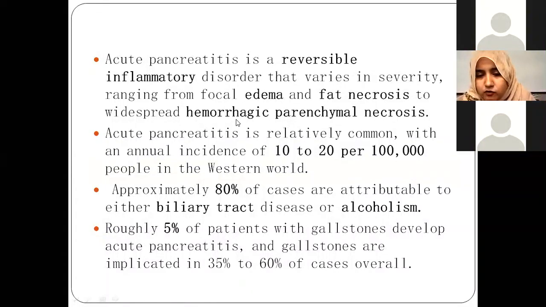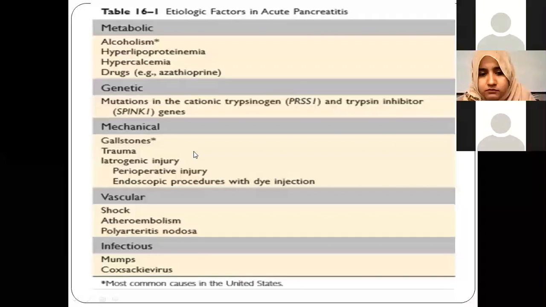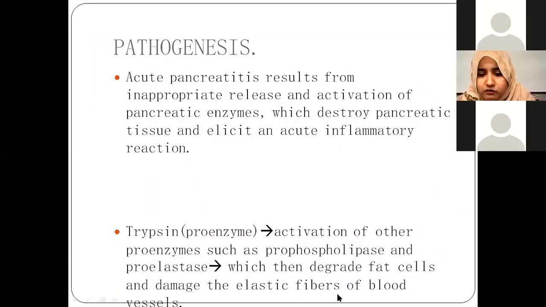So the pancreas is exocrine and endocrine in nature. It will release some enzymes. In the chronic form, chronic pancreatitis can cause diabetes mellitus as well. So there is enzymatic activity, inflammation, and impaired enzymatic activity. Trypsin, which is a proenzyme, is responsible for the activation of other proenzymes such as phospholipases and proelastases, which then degrade fat cells and damage the elastic fibers of the blood vessel. So when it damages the elastic fiber of the blood vessel, it can cause hemorrhage, necrosis, and gangrene as well.